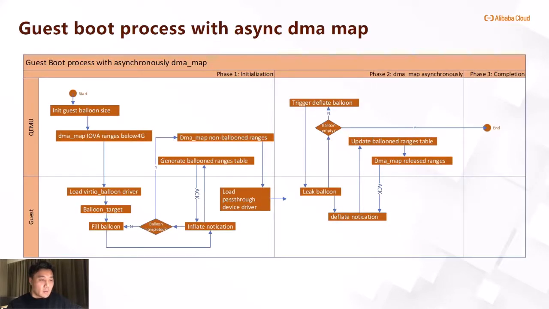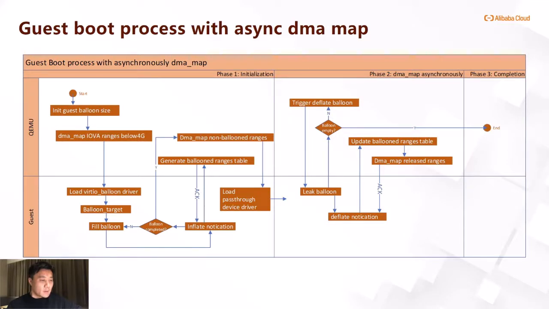This page shows one whole picture of the guest boot process with async DMA map. There are three phases. Phase 1 is initialization. Phase 2 is DMA map asynchronously. Phase 3 is completion. Phase 1 begins with the QEMU initialization. QEMU initializes the virtio-balloon size, only leaving necessary memory for the guest. Then it performs DMA map below 4 GB as usual.